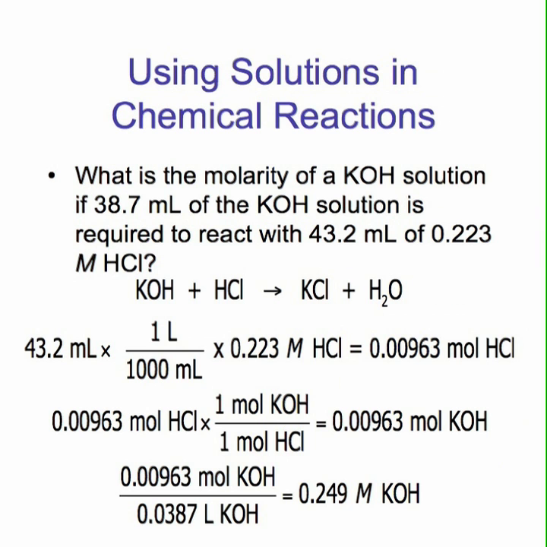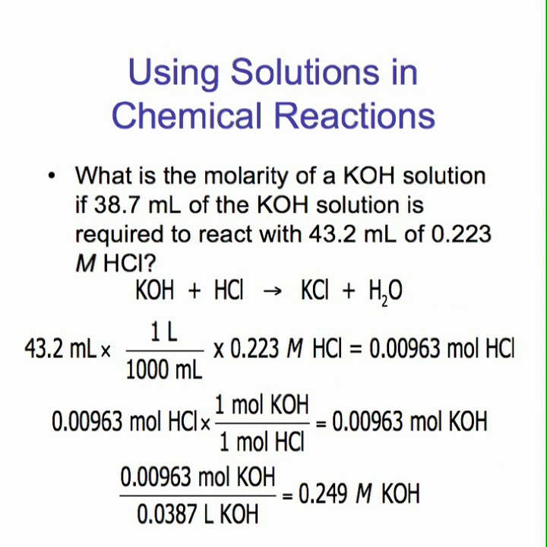So again, we start off converting 43.2 milliliters of our solution to liters, about 1 liter is equal to 1,000 milliliters. And then we can determine moles of hydrochloric acid solution by multiplying by the molarity, 0.223 molar. So this gives us number of moles of hydrochloric acid reacted of 0.00963 moles. To convert this to moles of potassium hydroxide, we use our stoichiometric coefficient. 1 mole of potassium hydroxide is equal to 1 mole of hydrochloric acid. So at this point, we've determined that in this solution we have 0.00963 moles of potassium hydroxide.